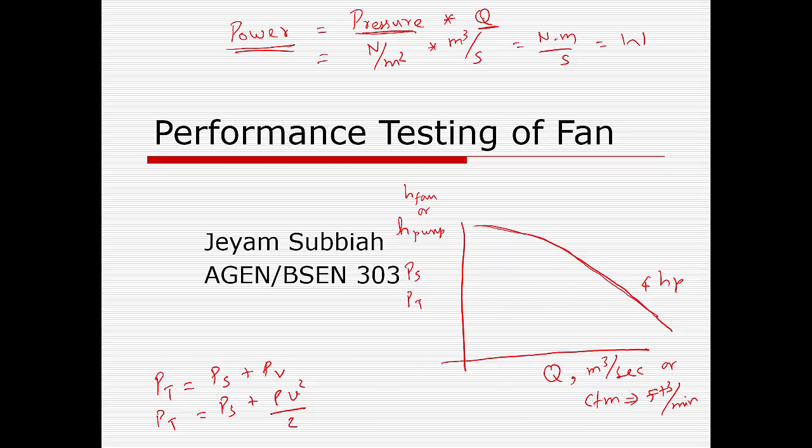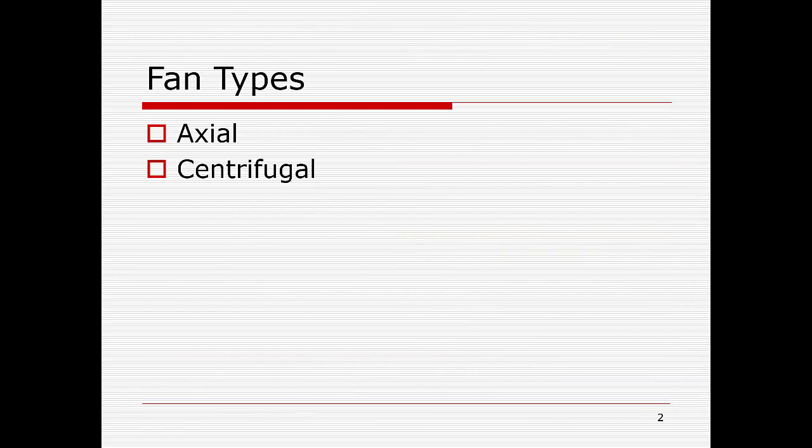So it monotonously decreases. Why is it not a linear line? Because the efficiency may be different at different points. That's why it's not a perfectly linear curve. But basically you need to understand that it's a monotonously decreasing thing. You also want to remember that the system curve is monotonously increasing. The intersection of the system curve and the pump curve is the operating point. So the whole objective of this video is for us to learn how to generate a fan curve or a pump curve.